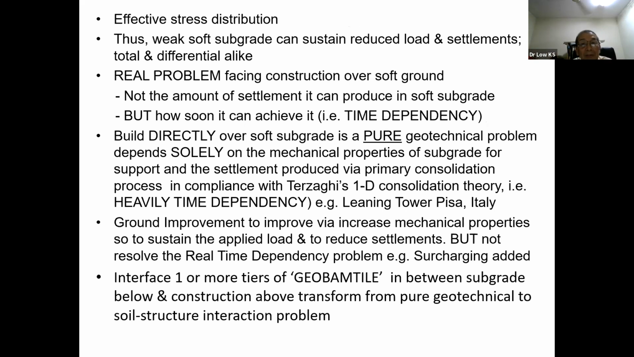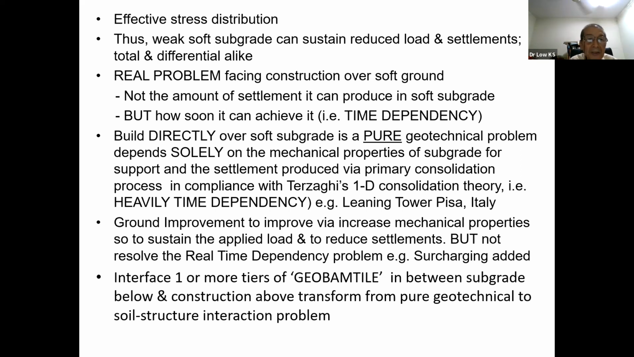Now, it's an effective stress distribution, a very, very effective stress distribution. And then another keyword is inexpensive. To create a large area for effective stress distribution is not difficult. It's just to provide a big area, but create it inexpensively by using bamboo. And moreover, the bamboo affords another added advantage, which is the buoyancy, right? So a weak soft subgrade can sustain. In doing so, even the weak subgrade, subgrade meaning the foundation soil, can sustain the reduced load. And accordingly, the settlement, whether total or differential alike, will be mitigated.